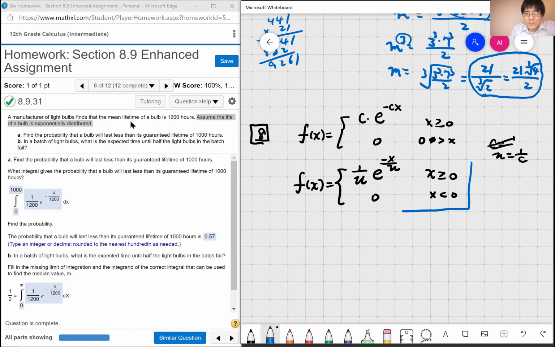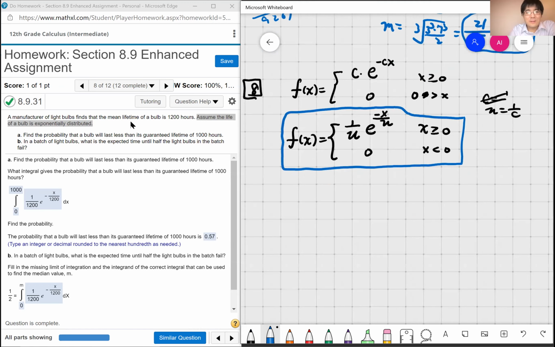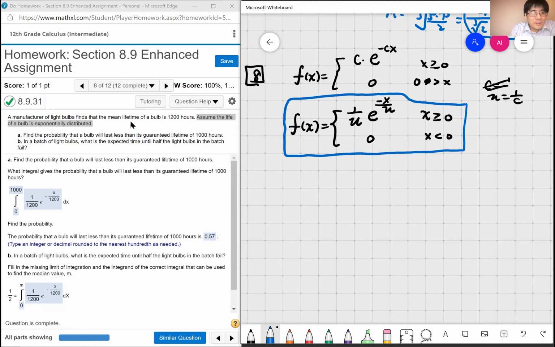So this is the one we are going to use for word problems, especially when we are given some mean values. Now for this one, because the average is 1,200, the probability density function we have to use is 1 over the average times e to the power of negative x over average, for x greater than 0. So this is the function we are going to use.